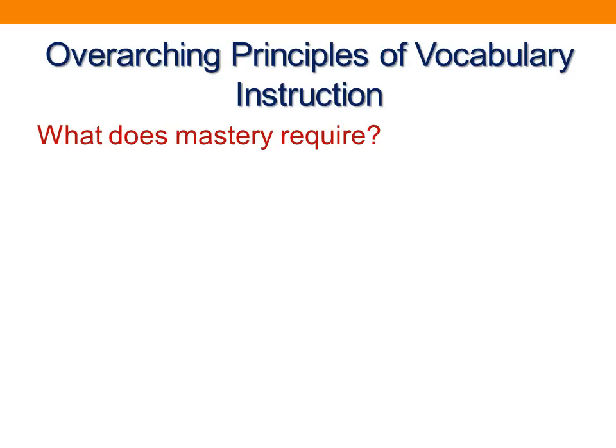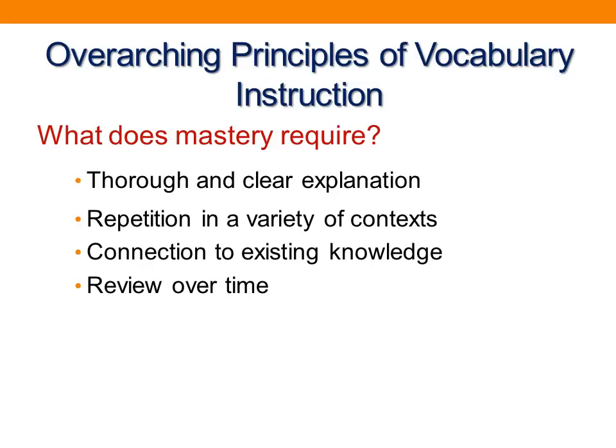When teaching new vocabulary, we want our students to master the words that we're teaching them. The goal is for them to understand them in a variety of contexts and be able to use them appropriately. What does mastery require? It requires thorough and clear explanation of new words, repetition of those words in a variety of contexts, connecting those words to existing knowledge that students have, and review over time. It doesn't happen in one class.